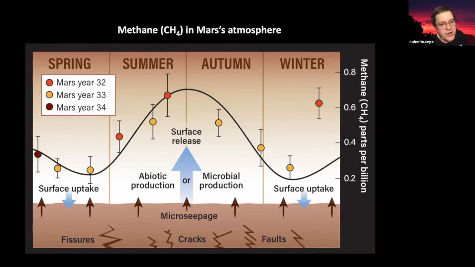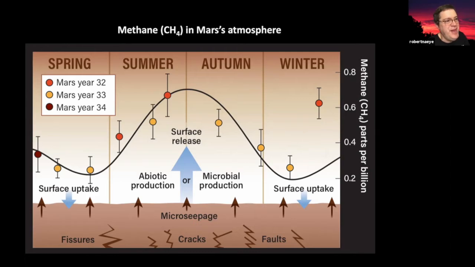Now on Earth, 95% of the trace amounts of methane in Earth's atmosphere are of biological origin. The problem is, of course, once again, there's a number of chemical or geological processes that can produce methane that don't have anything to do with life.